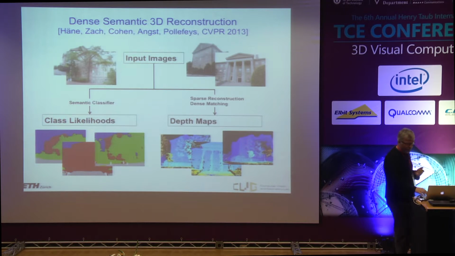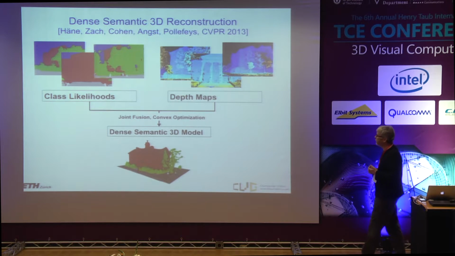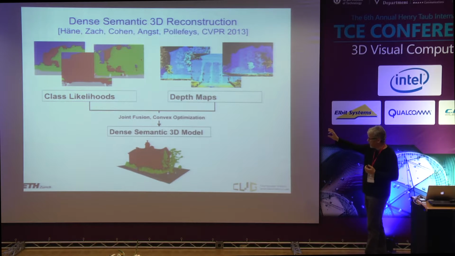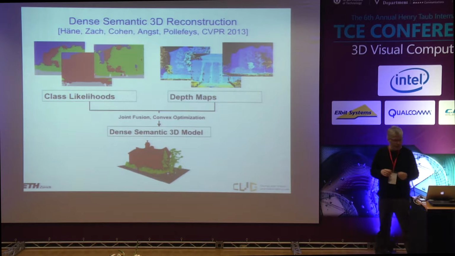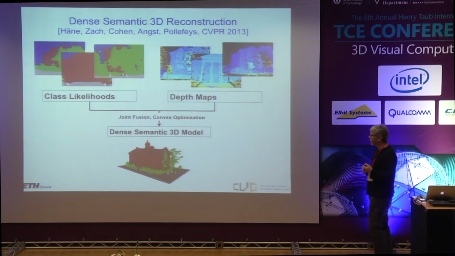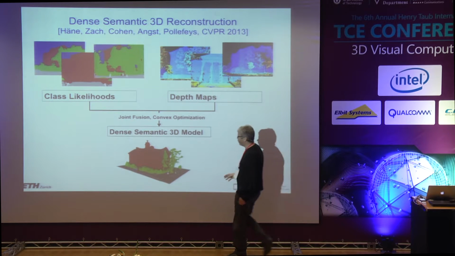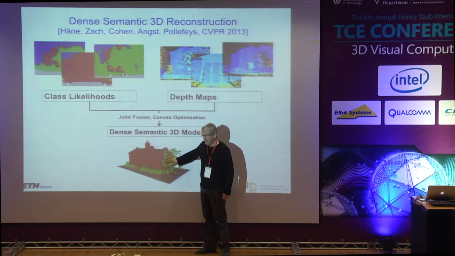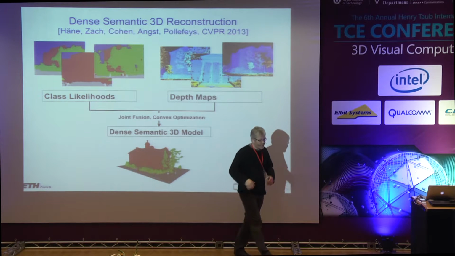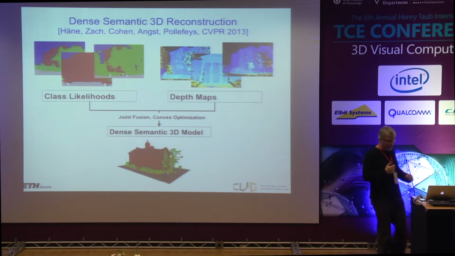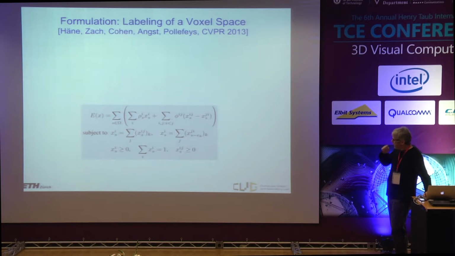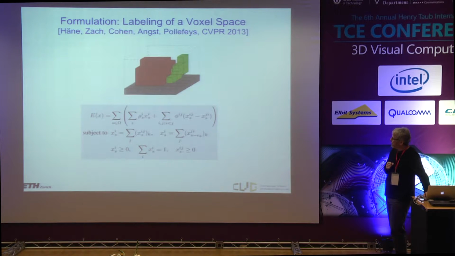So what we want to do is bring all of this together in a joint fusion, which, as I said, we can formulate as a convex optimization into creating a dense semantic 3D model, where now our volume is separated into a volume of building, a volume of vegetation, a volume of ground, and then a remaining class, and for the rest it's free space as an explicit label. Okay, so we use this formulation.